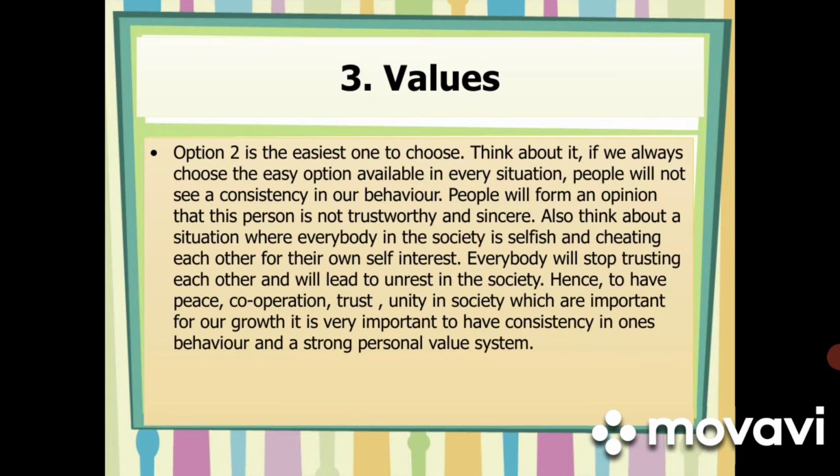Also, think about a situation where everybody in the society is selfish and cheating each other for their own self interest. Everybody will stop trusting each other, and this will lead to unrest in society. Hence, to have peace, cooperation, trust, unity in society, which are important for our growth, it is very important to have consistency in one's behavior and a strong personal value system.